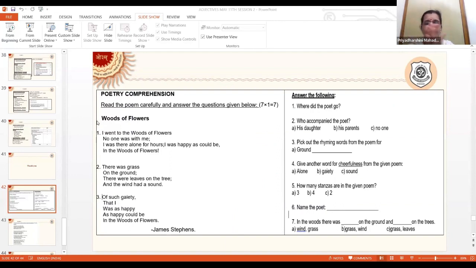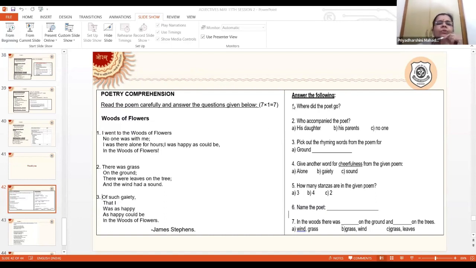Tell me for which classes we give them poetry comprehension. 4 and 5. 3 also. Fine. So we have poetry comprehension for classes 3, 4 and 5. So here I have given a small poetry with a few questions on the right side. Usually we test them for either 8 or 7 marks.